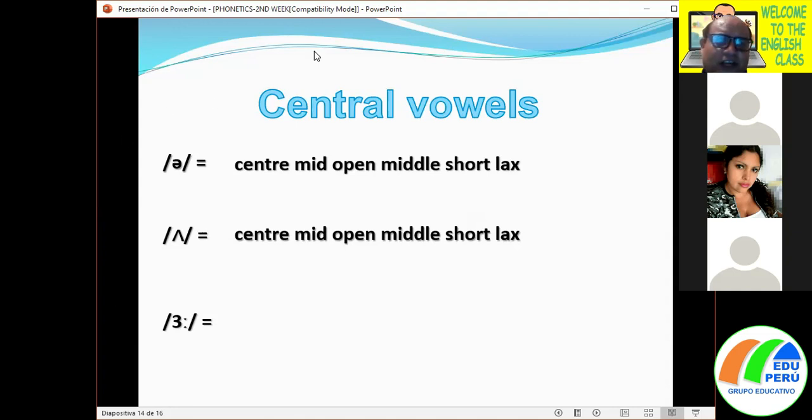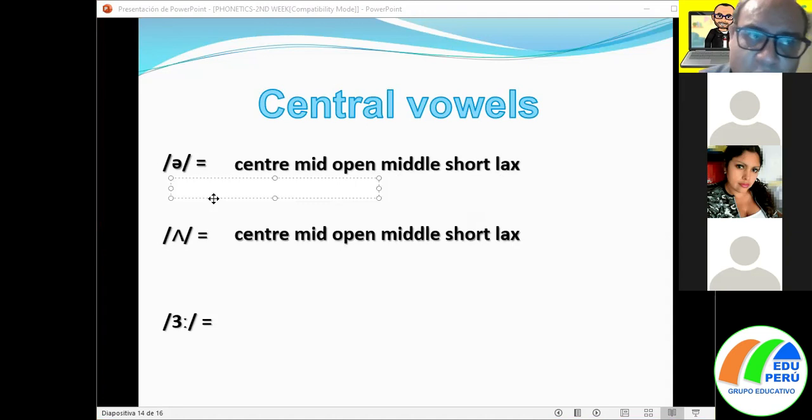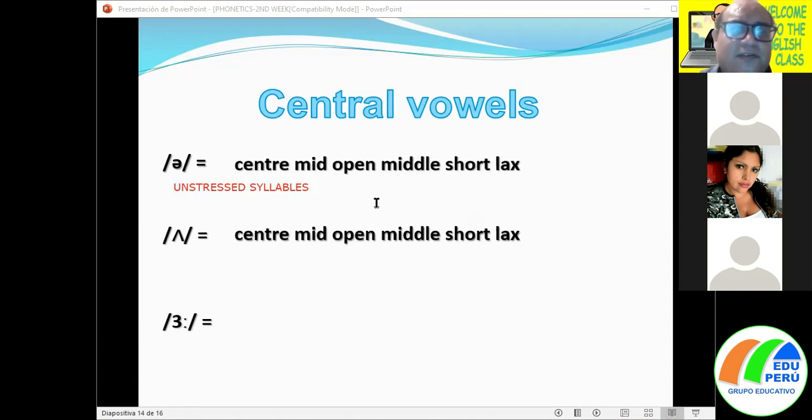The first vowel, I'm going to write it here. Remember, this is a rule. The first vowel, the inverted e, is called a schwa. That is the vowel that we use the most, and at the same time, the vowel that we take out the most. This is a paradox here. We use this vowel in unstressed syllables. Remember, this is the rule. We're going to use the first vowel in unstressed syllables.